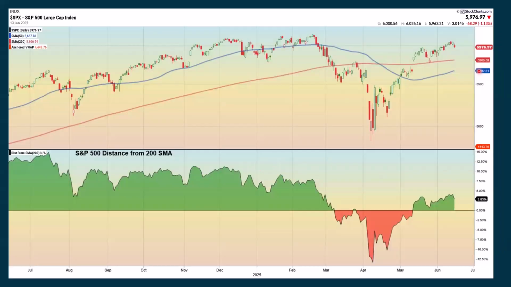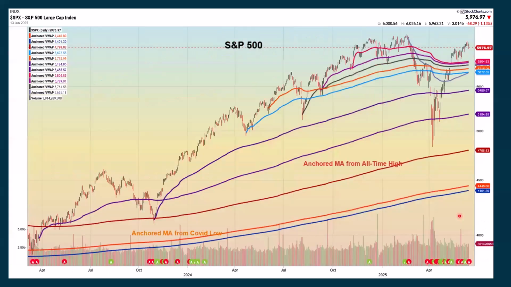We are above the 200 period moving average. We're 2.93% above the moving average. That's helping the long-term trend to stay positive. We look at a bunch of anchored moving averages, and these are usually plotted at either a low or a high. We're above all of the anchored moving averages.